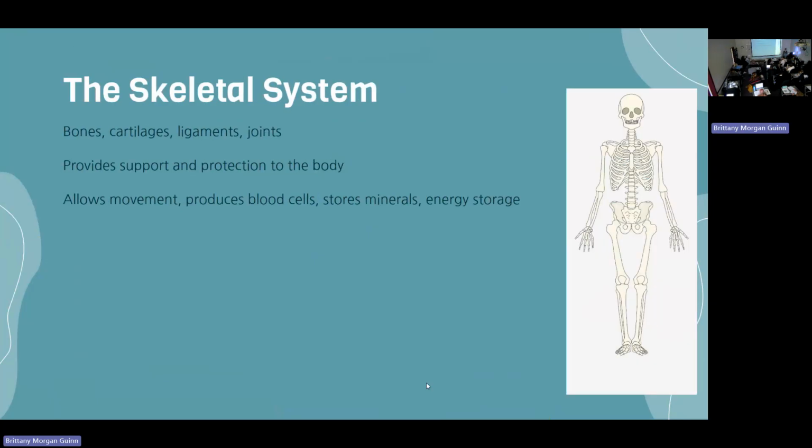The skeletal system. This is our bones, cartilage, ligaments that provide support and protection to the body. The components of the skeletal system allow movement. This is where blood cells are produced, stores minerals, and provides additional energy storage, like in adipose tissue, which is fat tissue.